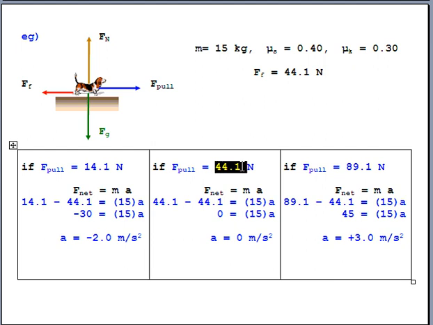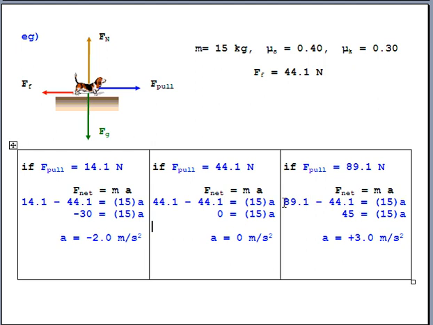If you pull with exactly the same size force as friction, once this dog is going, okay, so maybe you pull with more to get it going, but once it's going, if you pull with 44, you'll find the 44 minus the 44, of course, gives you 0 net force. You'll have 0 acceleration. And that does not mean that the dog is stopped. It just means that it's not gaining speed or losing speed.